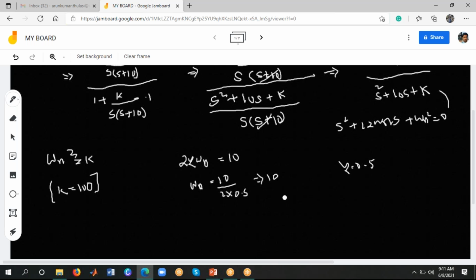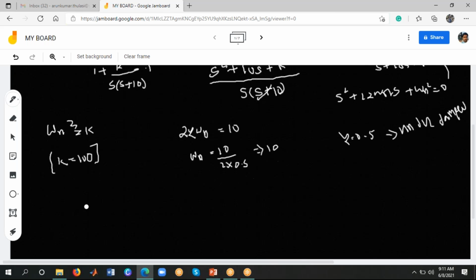Okay. Now, according to this problem, this given closed loop system belongs to which type of response? That is undamped, underdamped, critically damped, overdamped. So based on the zeta term, it clearly says that the given system is an underdamped system because it lies in between 0 to 1.